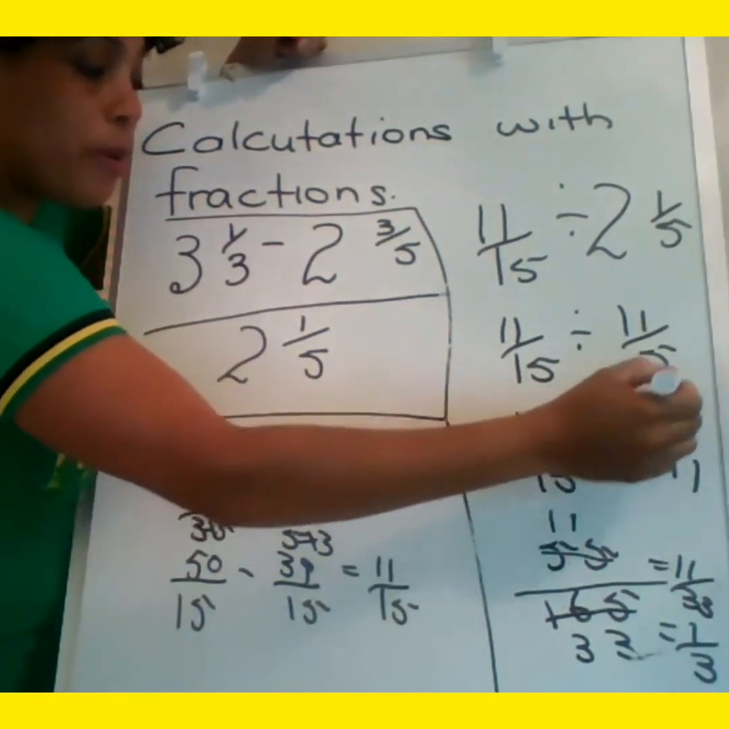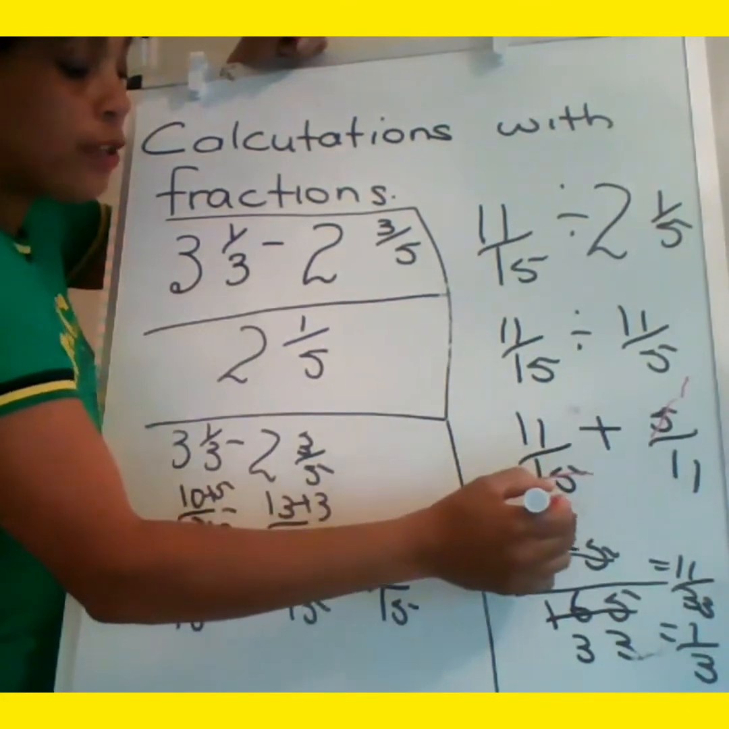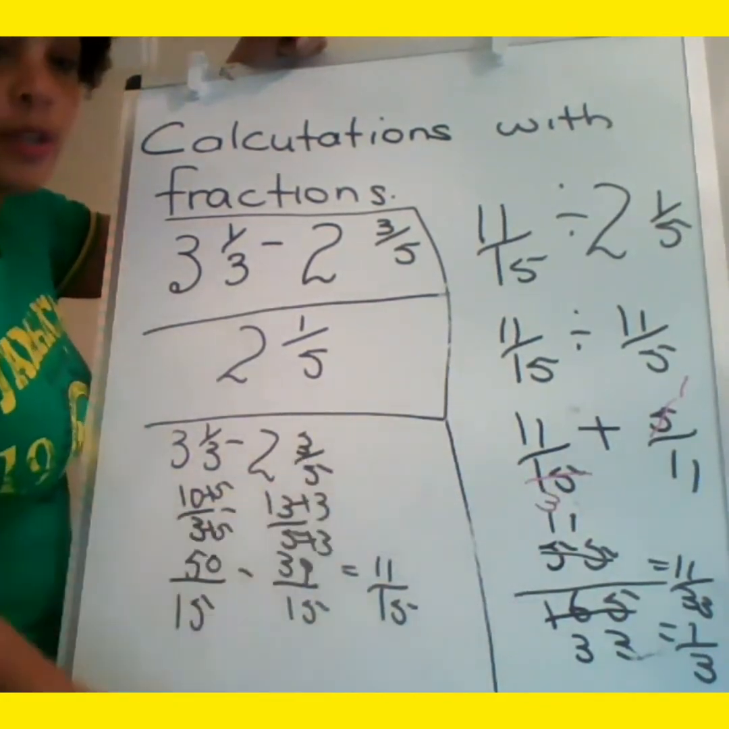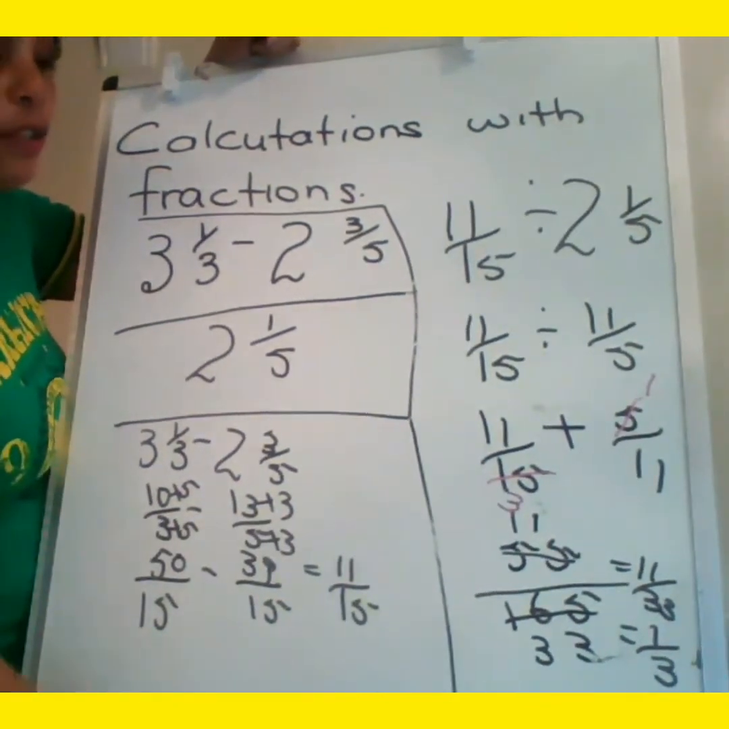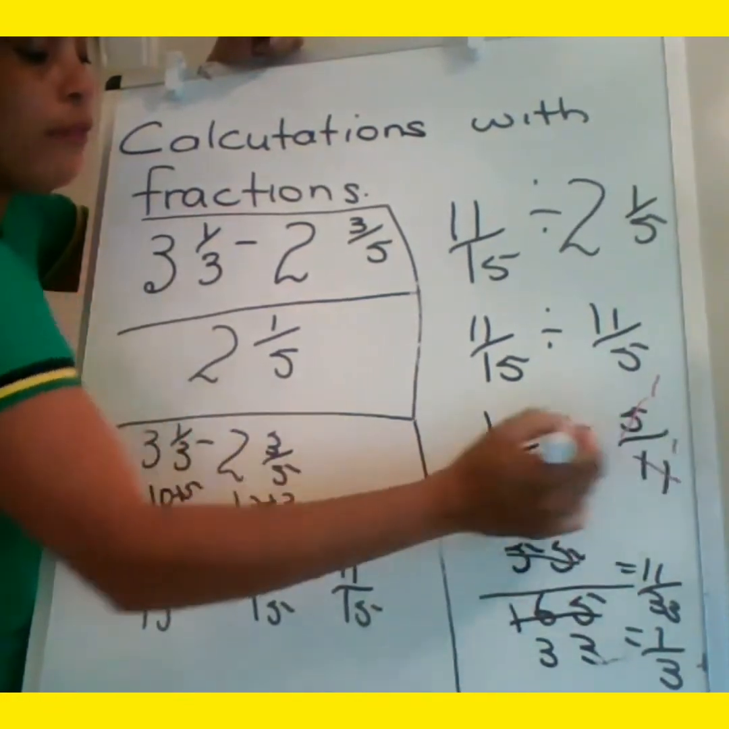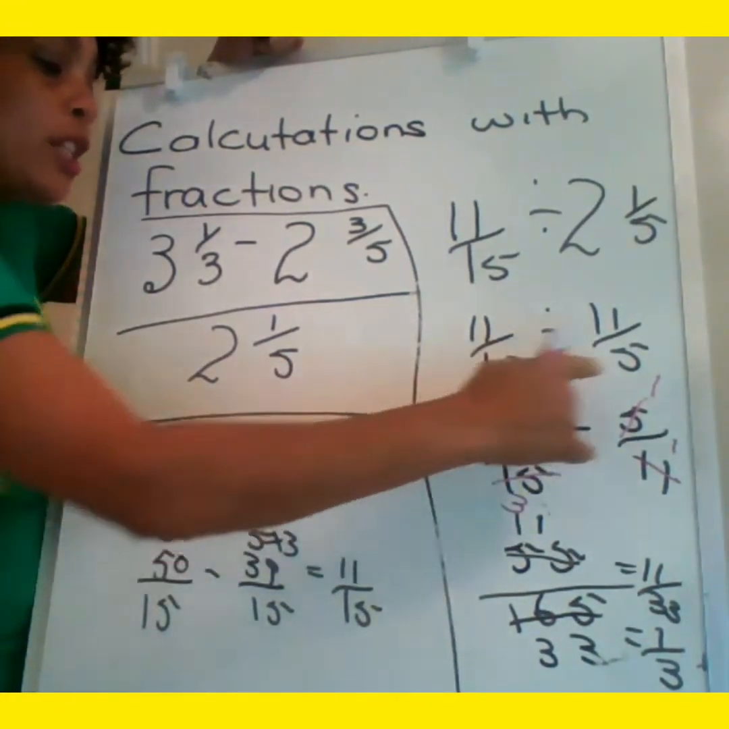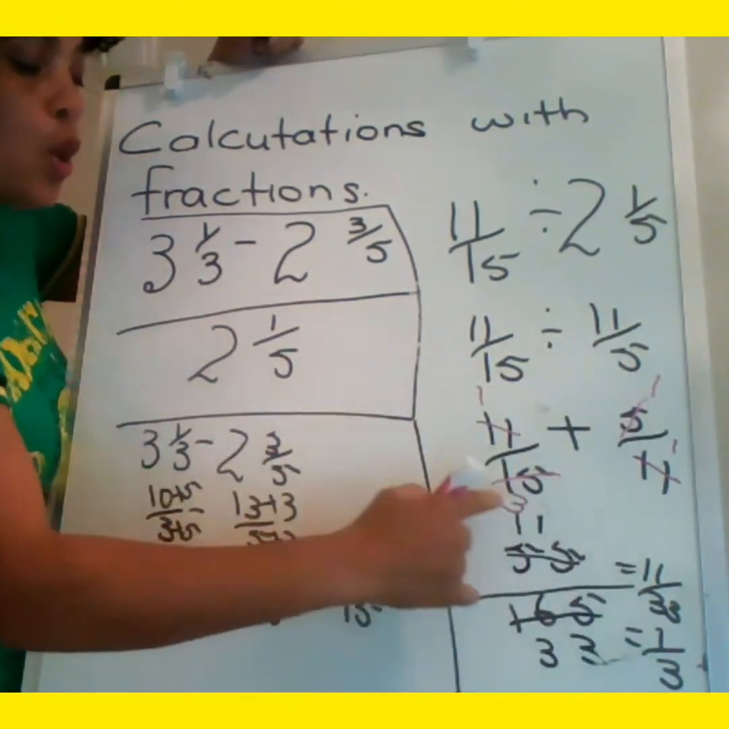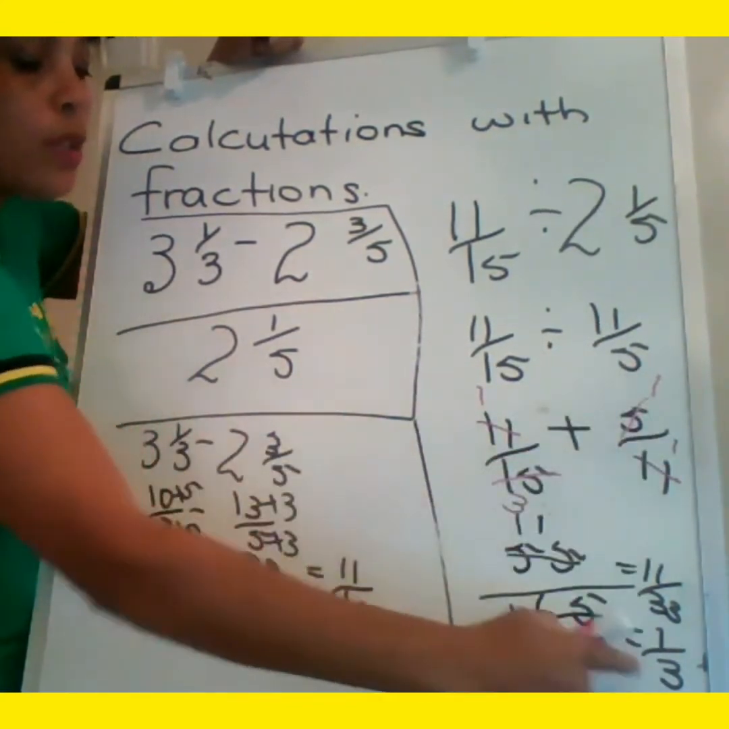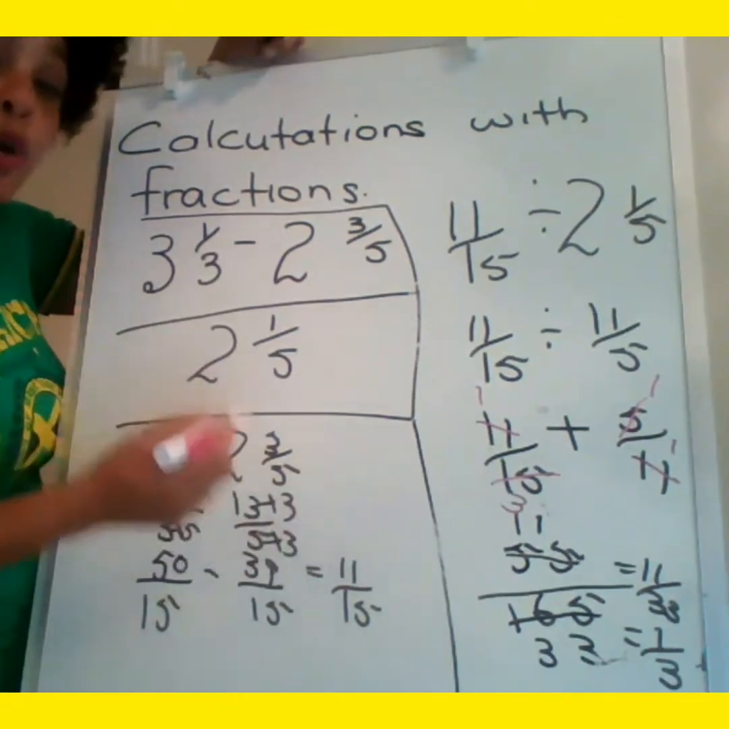So that top number, 5 into 5, 1. 5 into 15, 3. So 5 into 5, 1, 5 into 15, 3. 11 into 11, 1, 11 into 11, 1. So what we would have had here is 1 times 1, which gives us 1, over 3 times 1, which gives us 3. So we still get 1 out of 3.